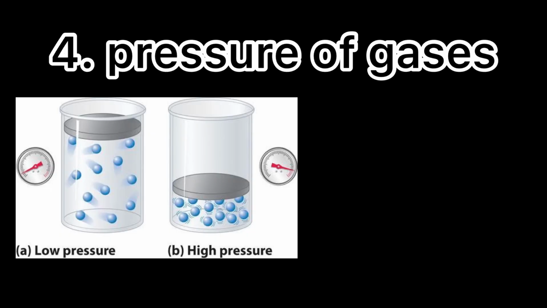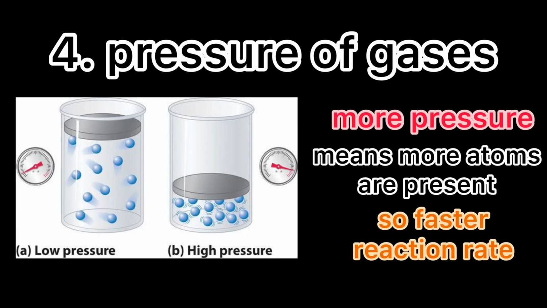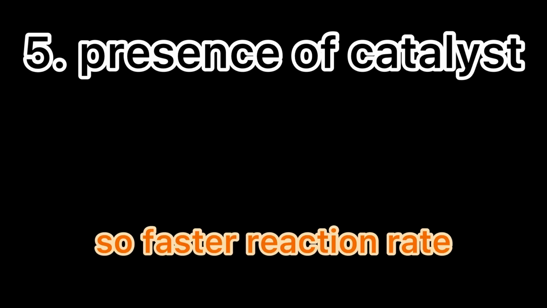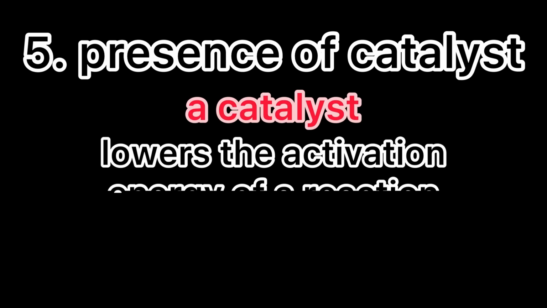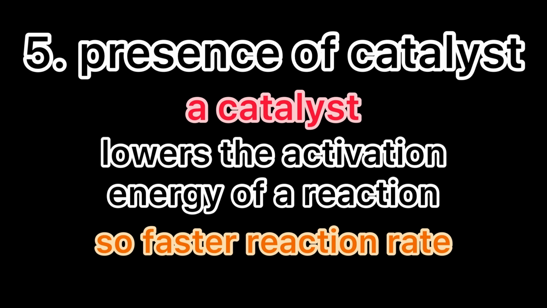Number 4, the pressure of gases. Increasing the pressure increases the reactant particles within a given volume, therefore increasing the rate of reaction. And finally, number 5, the presence of a catalyst. A catalyst is a substance that speeds up the reaction rate by lowering the activation energy needed for a reaction.